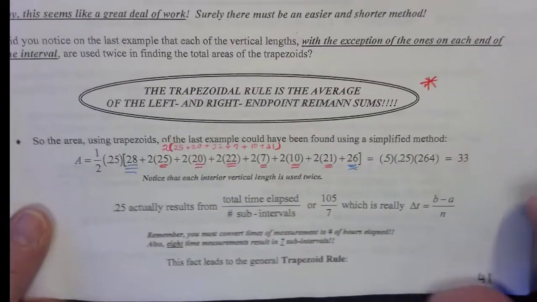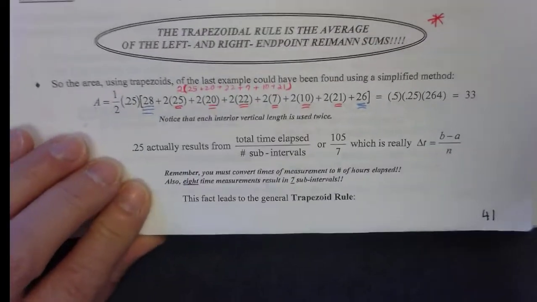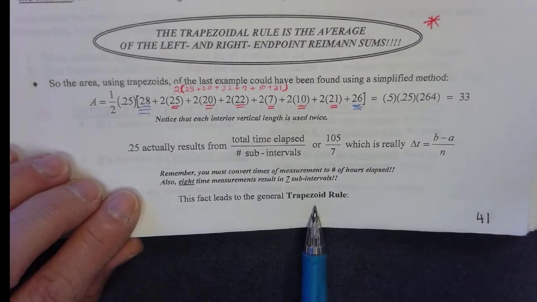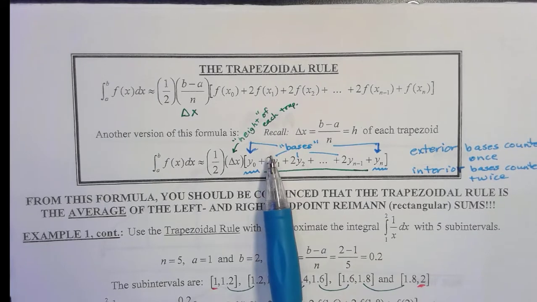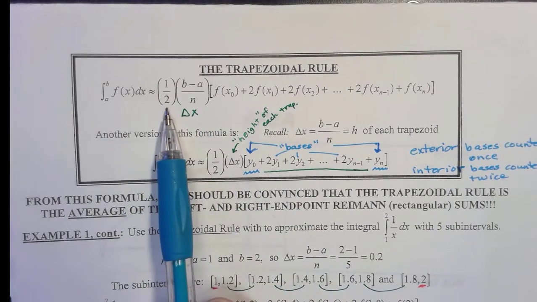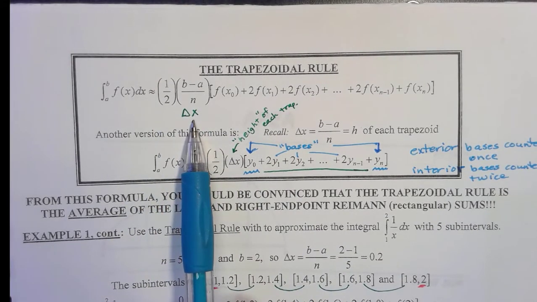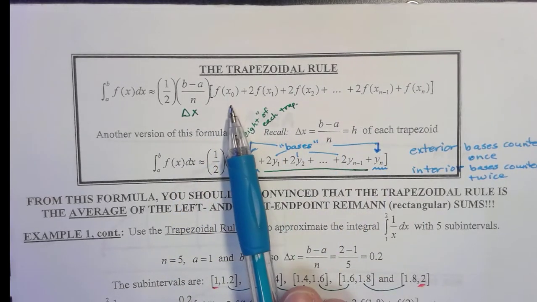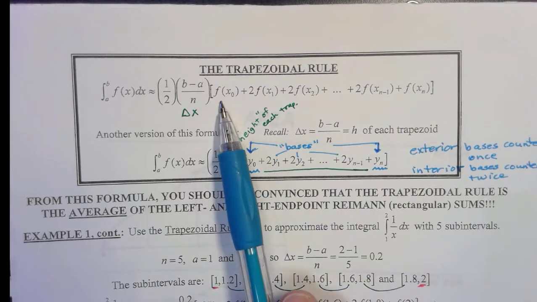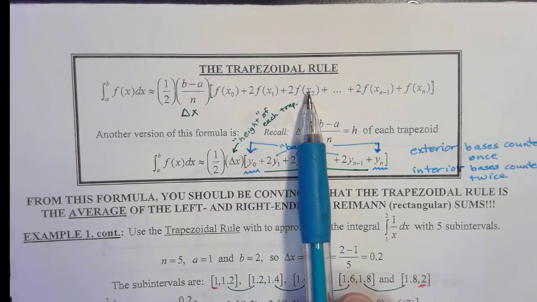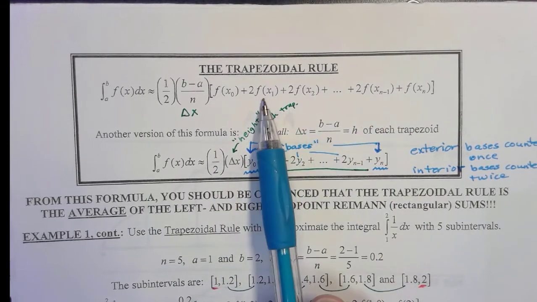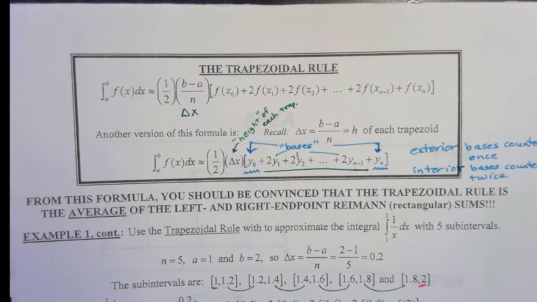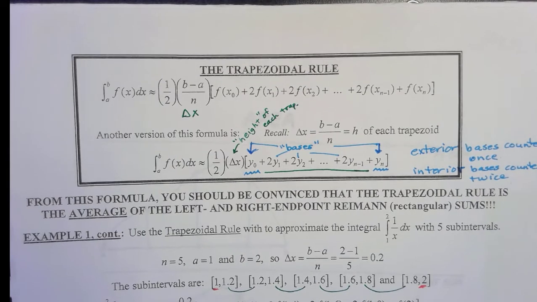Okay. So this leads us to the trapezoidal rule. The trapezoidal rule says, here's our formula: 1/2 delta x, where delta x is b minus a over n, times the first x and last x, the y coordinate evaluated at those, and then for all of the other x's, the y gets used twice. You could also write it like this. Your exterior bases are counted once, your interior bases are counted twice.